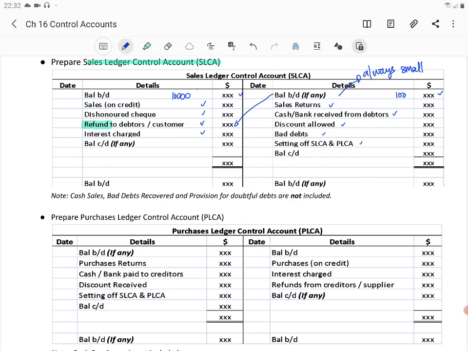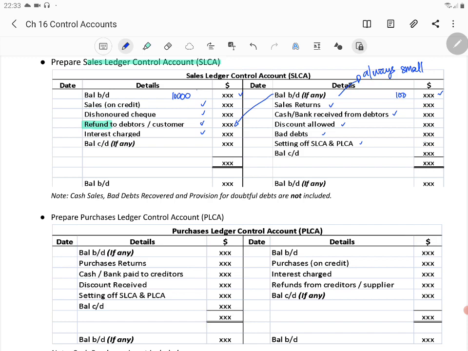Sales return, definitely, a return will decrease TR, so it goes to the credit side. And payment from debtors is also decreasing TR, so it goes to the credit side. Discount allowed also decreases the amount owing to the business, or TR, so it goes to the credit side. And bad debts also decrease TR. Setting off is also decreasing TR. So all of them decrease TR, so they go to the credit side.